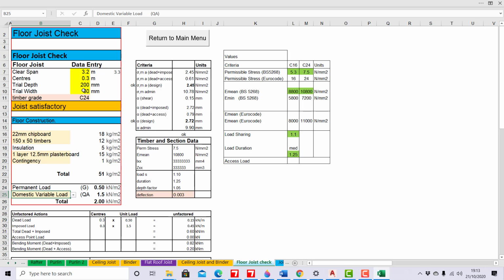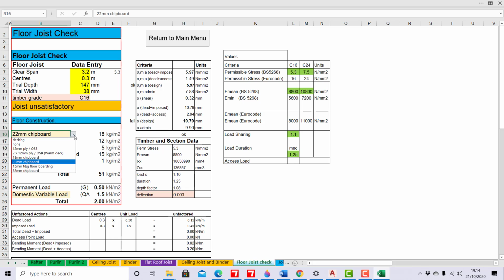So 3.2, but let's try it at 150 centers, and the joist is satisfactory. Let's go down to 147s or 38s. Still satisfactory. It's doing well, to be fair. Let's try it at C16. There, it's gone over the top at C16. It's okay on stress, which timber generally is. It generally fails on deflection. I don't think there's anything we can do.